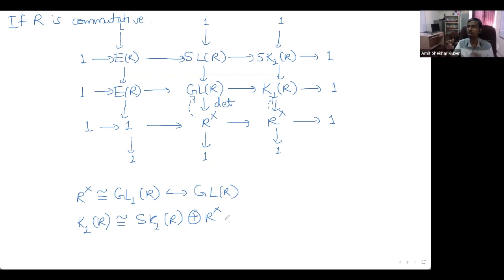If you remember what happened in the case of a commutative ring for K0, R satisfied IBP, the invariant basis property, and therefore Z was always a subgroup of K0, and the non-trivial part we named K0 tilde. Here we are calling it SK1. So if R is commutative, this is always true.